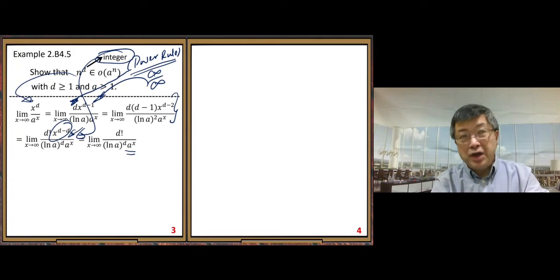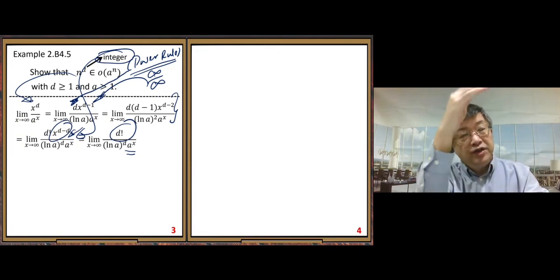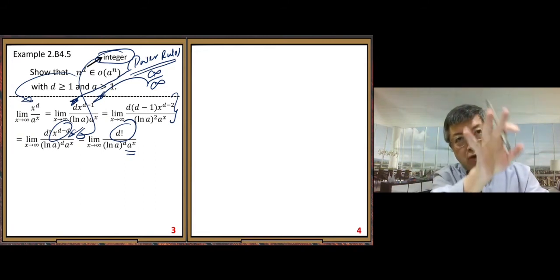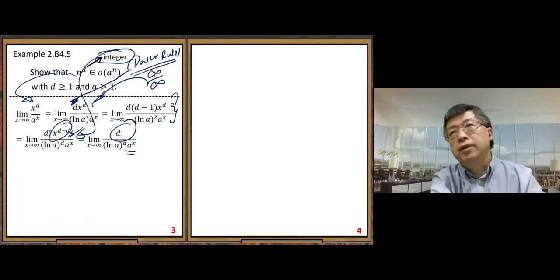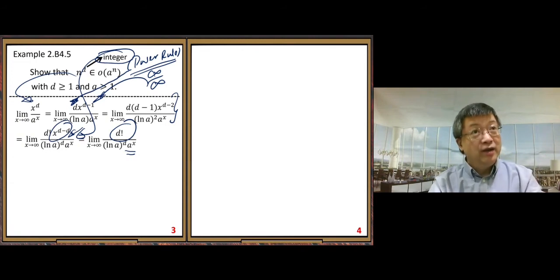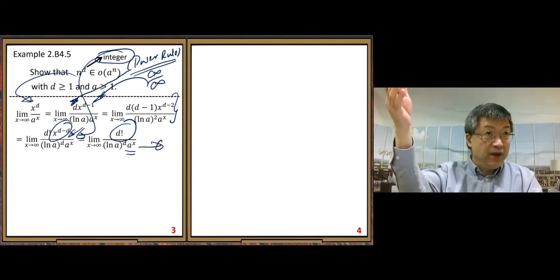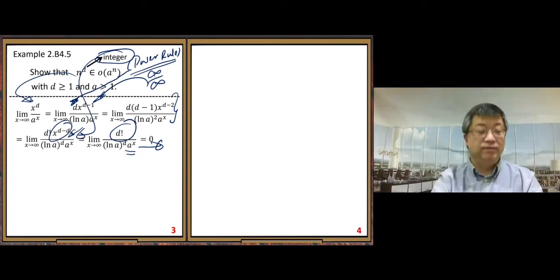This time, it is not an indeterminate form, because the numerator is a fixed positive number. It is not infinity over infinity or 0 over 0, so we cannot use L'Hopital's rule another time. If you do, you get a wrong answer. But we are ready to get an answer, because the denominator goes to infinity and the numerator is just a constant. Constant over infinity is 0.